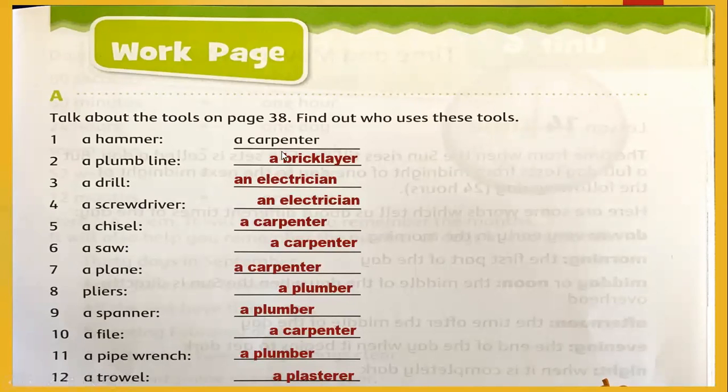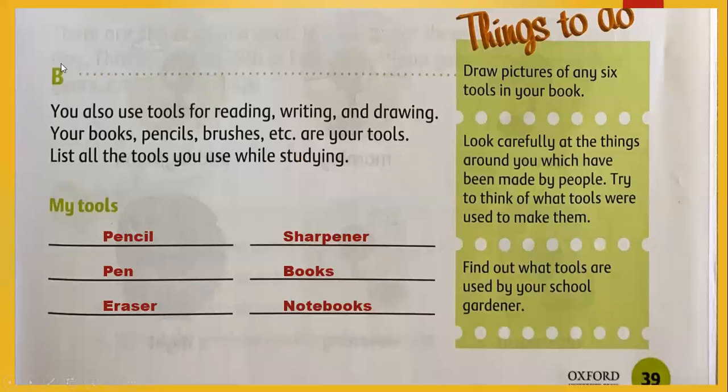Okay, children, complete your work page. Write all this in your book. On the work page of this lesson, tools, this is exercise A. Then we also have exercise B. What are they asking? You also use tools for reading, writing, and drawing. Your books, pencils, brush, etc. are your tools. List all the tools you use while studying. Anything that provides us help in our work is called a tool.